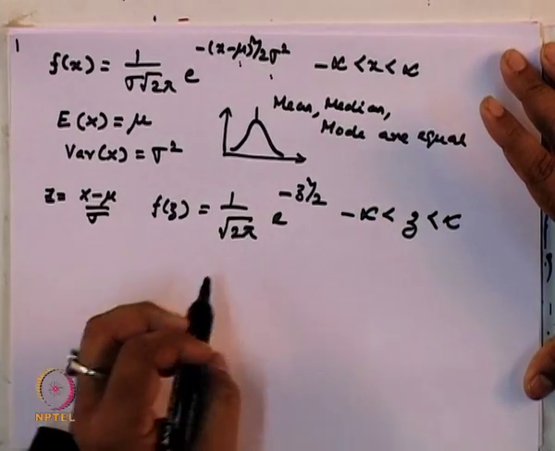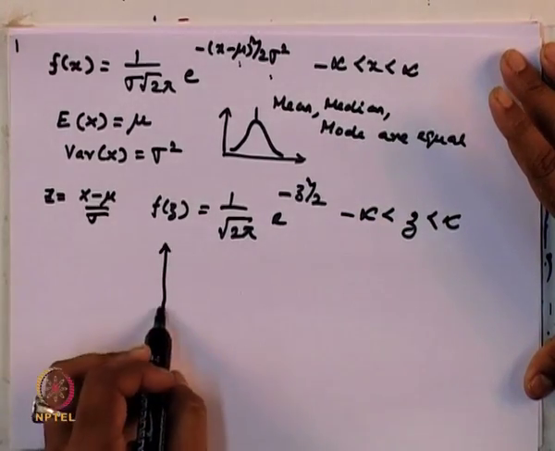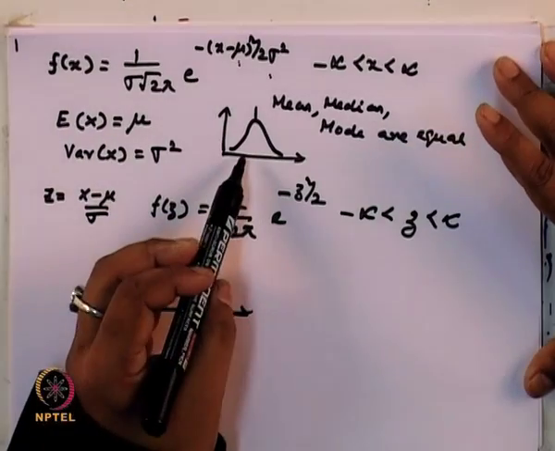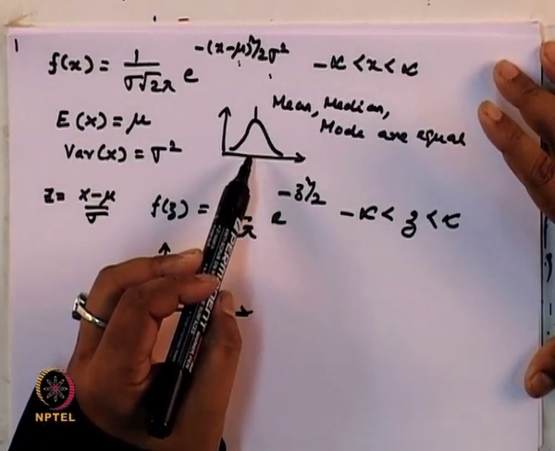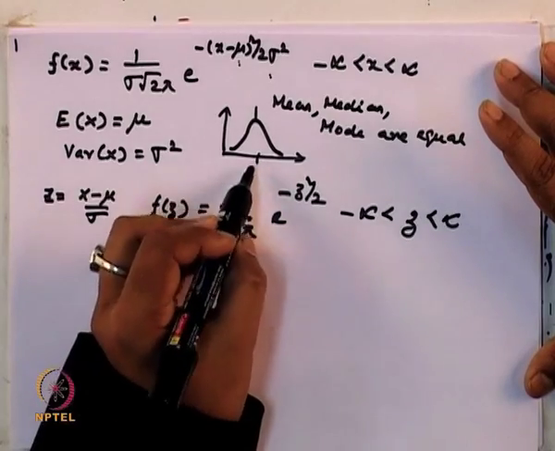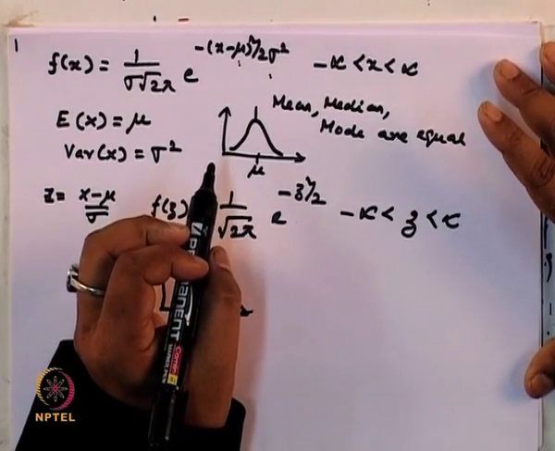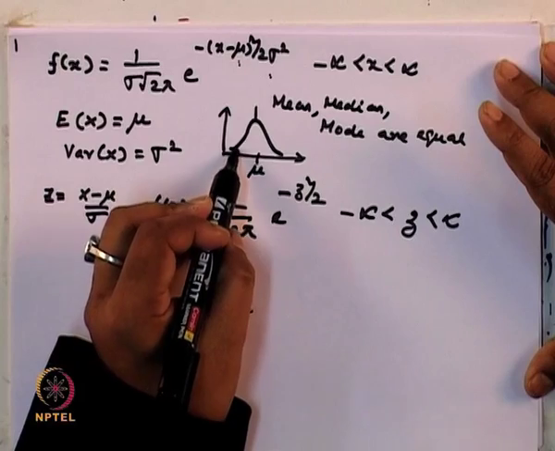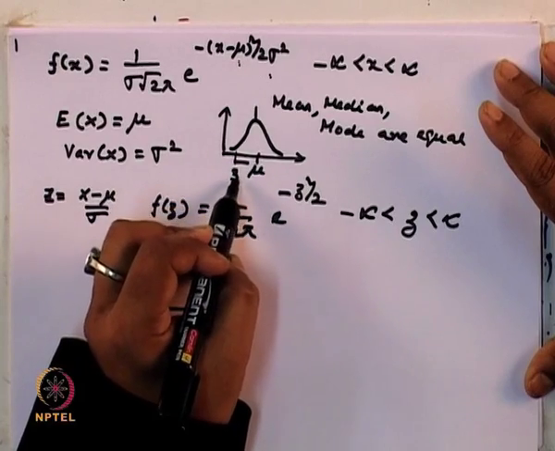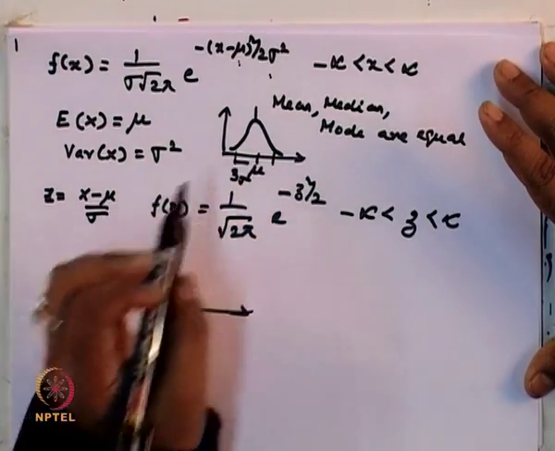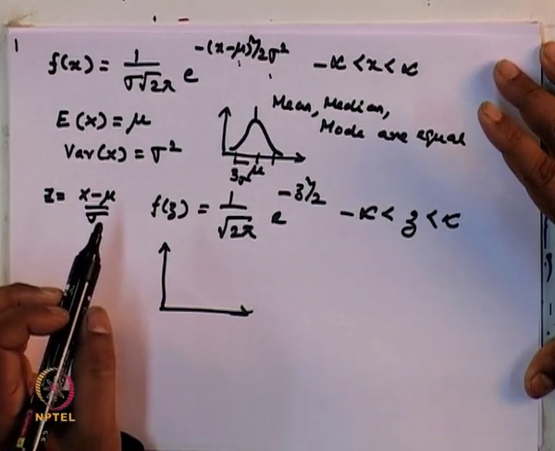In this case, the regular normal distribution has parameters mean mu and variance sigma square. So, roughly mu plus minus 3 sigma will contain all your data.